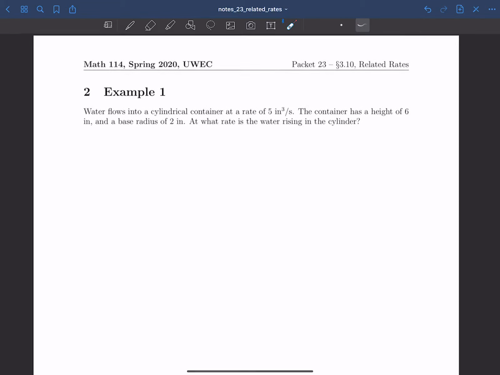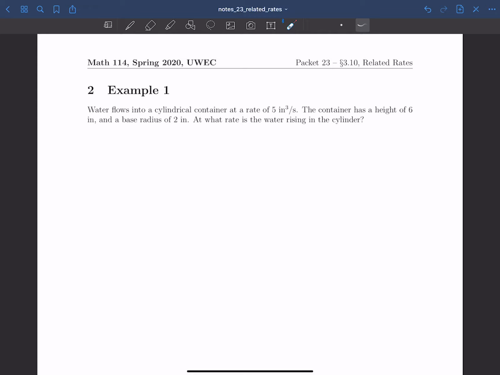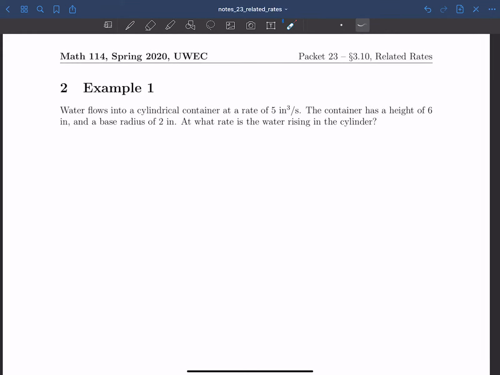Let's do our first example. My examples are numbered according to the number in the book. So that's example 1 in the book. It's also my first example here, so that coincides, yay. So let's read the problem together.